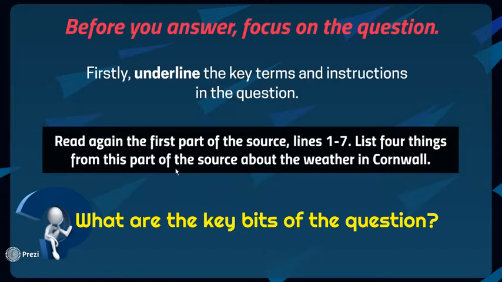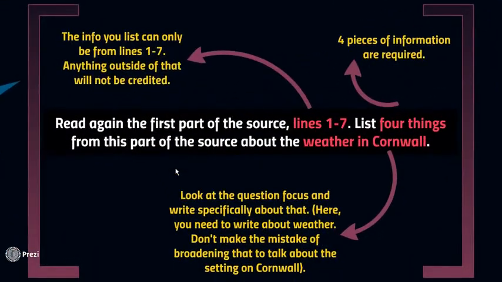So just have a little think, what might the key bits of that question be? Pause the video if you need to. So hopefully you will have identified these 3 areas as being the most important bits within this question. Lines 1 to 7 is absolutely crucial because if you select any information which is not from within those lines, unfortunately that won't be credited. So even if your answer is correct and you're picking out information about the weather in Cornwall, if it's not from that section, you unfortunately won't get any marks for that.